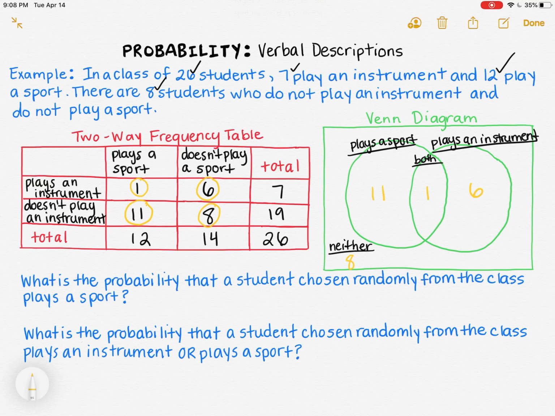You'll see that the main difference between a Venn diagram and the two-way frequency table is the Venn diagram does not show all the total numbers in the diagram, but you can always find them by adding up the numbers yourself. Now let's answer these 2 questions.